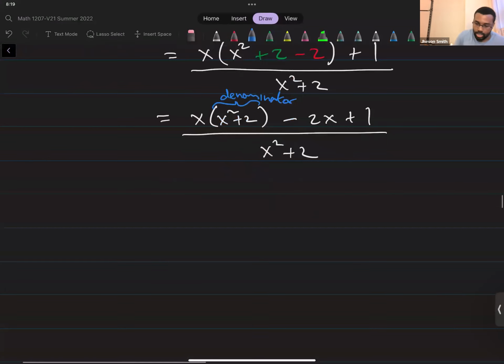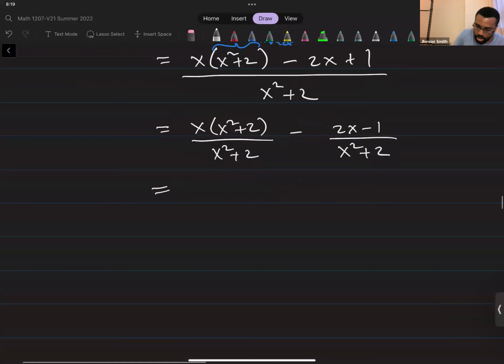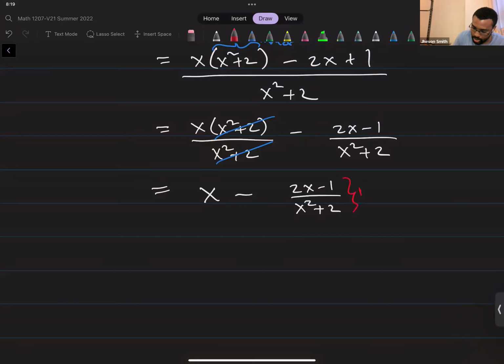And then I can split these two fractions now. So this becomes x times (x squared plus 2) over (x squared plus 2), minus (2x minus 1) over (x squared plus 2). This guy cancels, and I'm left with x minus that. And this, as you realize, is a proper fraction now.